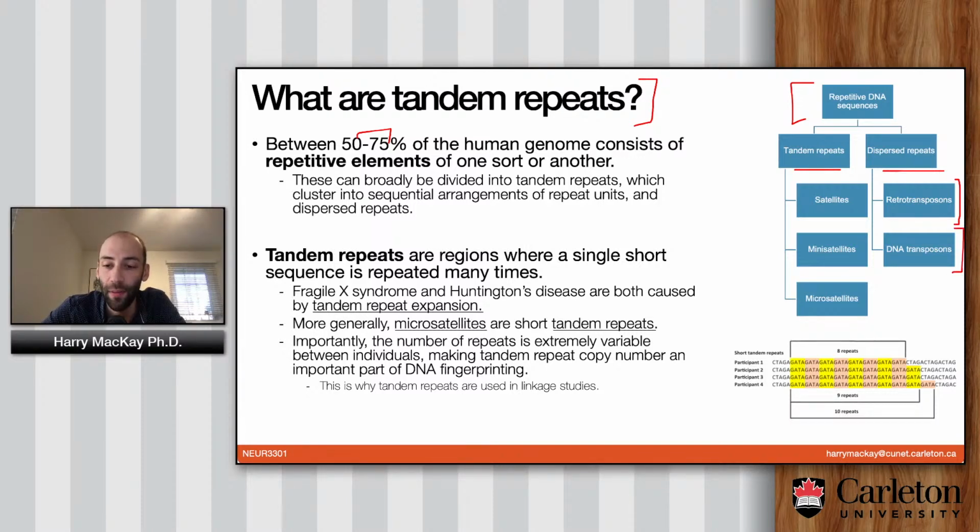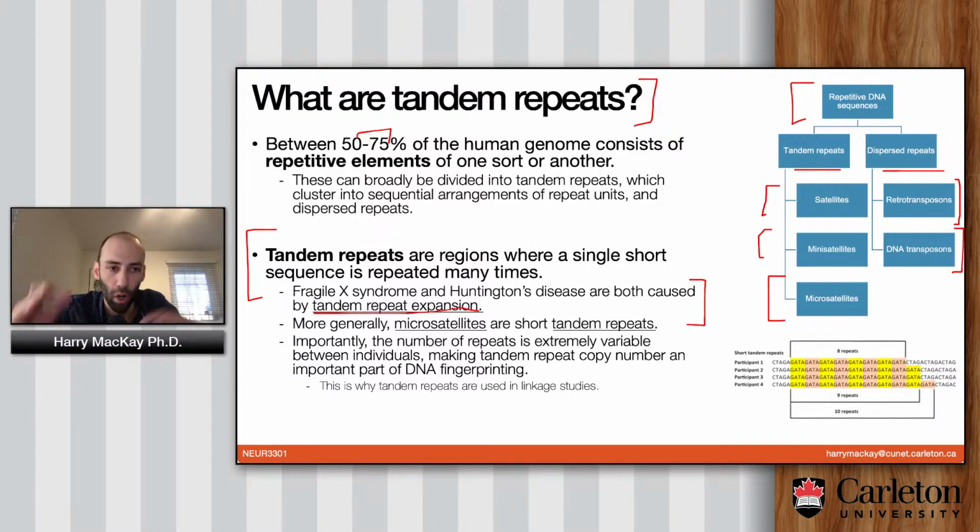And then within the tandem repeat category, we have satellites, minisatellites, and microsatellites. Microsatellites we've talked about before. Those are markers used in restriction fragment length polymorphism analysis. Tandem repeats are regions where a single short sequence, 3 or 4 nucleotides maybe, is repeated many, many times. If you want to know what this is in practice, just go back to our talks on Fragile X and Huntington's disease, because those are both caused by expansions of tandem repeats.